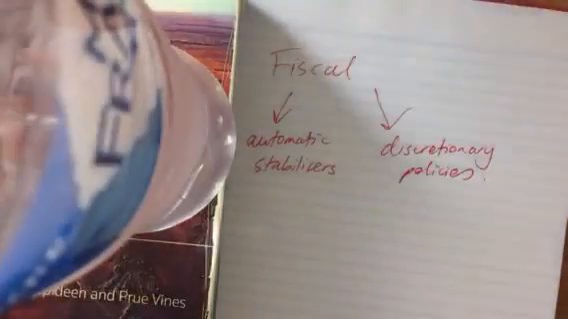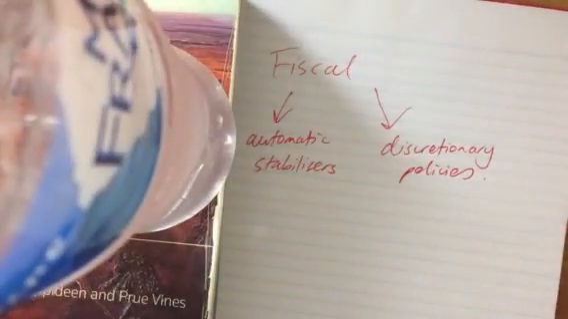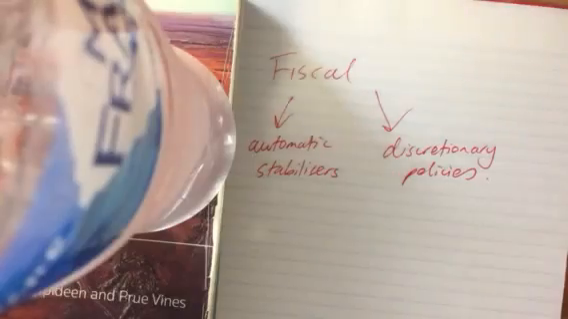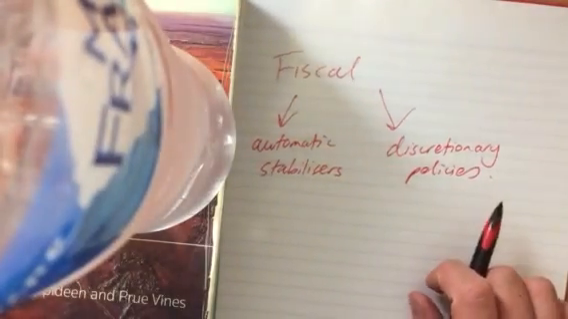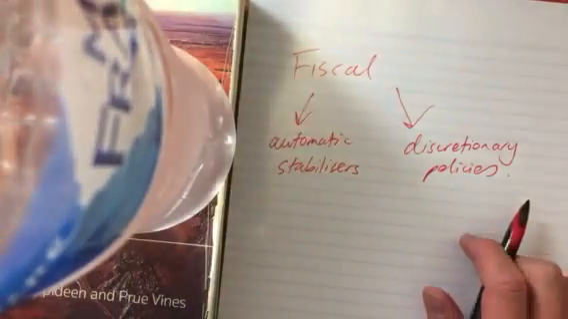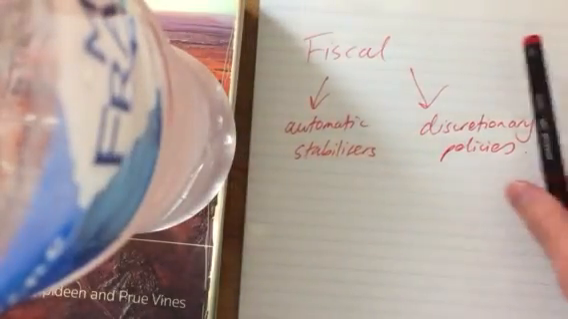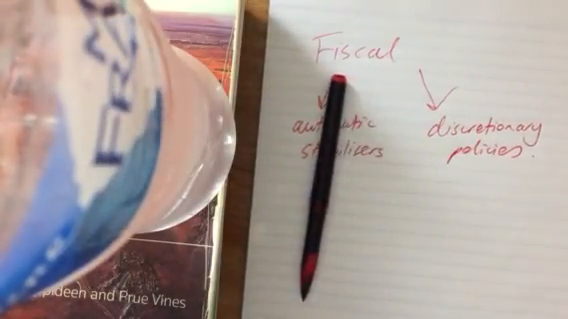Hey guys, so this is a video for fiscal policy. Fiscal policy, we divide it into two main components: automatic stabilizers and discretionary policies. So what is an automatic stabilizer? You break this down into two components.